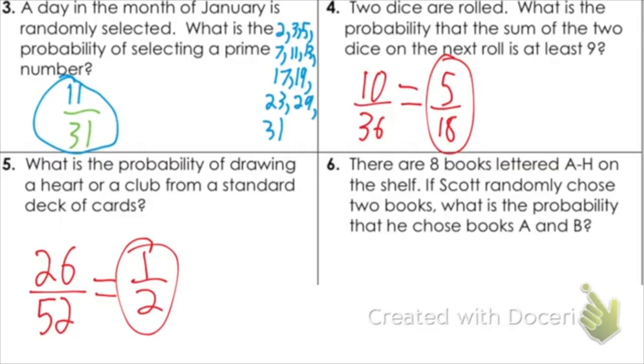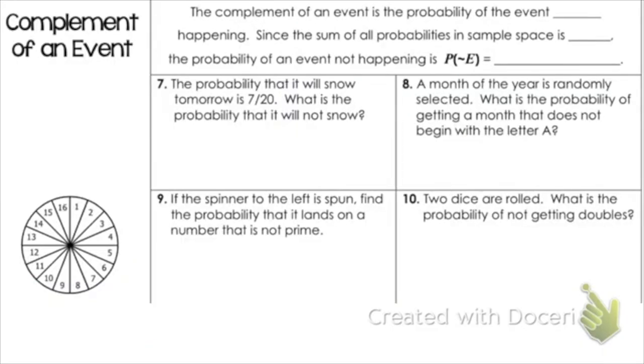Let's go ahead and we're going to skip 6. Let's talk about the complement of an event. Complement would be the other part of something, in this case. Not like you're just being nice to somebody, it'd be the other part of something. The complement of an event is the probability of the event not happening.